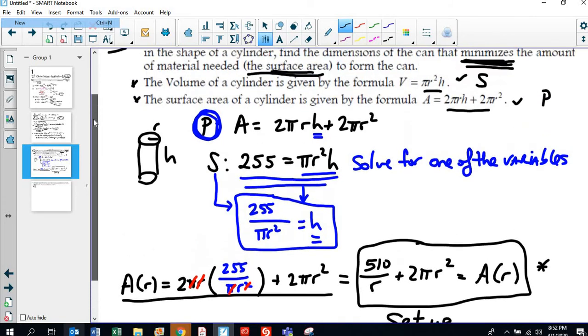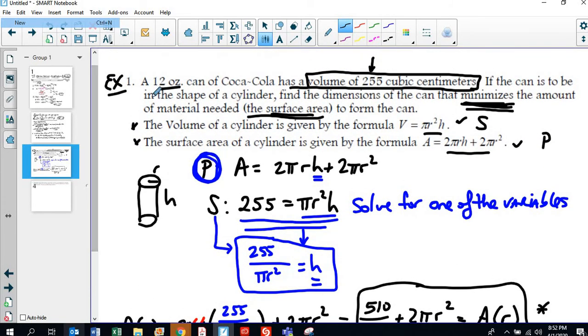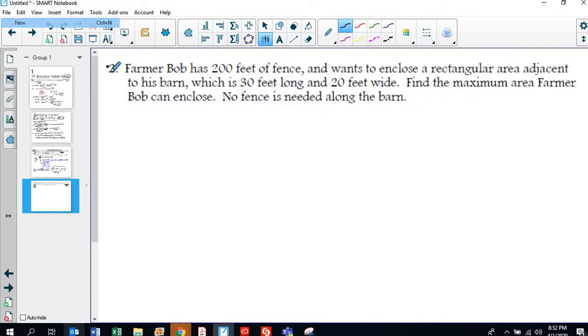So let's try another one. I made this example 1, but this really wasn't example 1. This was our second example. It was our first example with this type of process. Here's another example, example number 3 now.